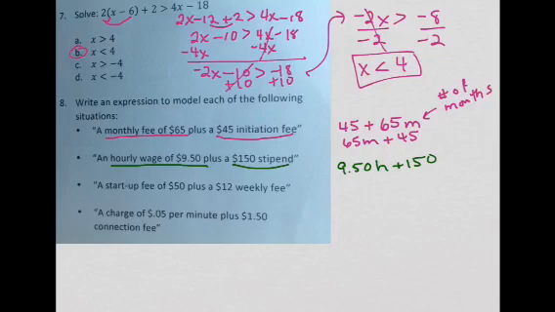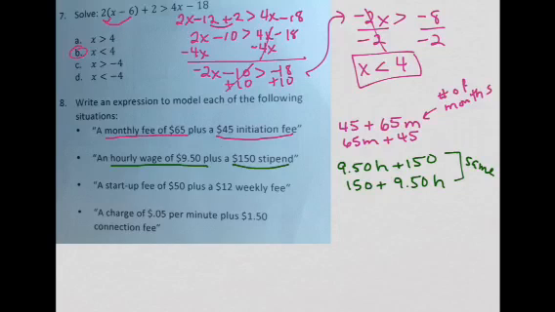Okay. Or you can write it as $150 plus 9.50H. And I'm writing both ways because on a multiple choice test, it could be written either way. So these two, of course, are the same. And H represents the number of hours.